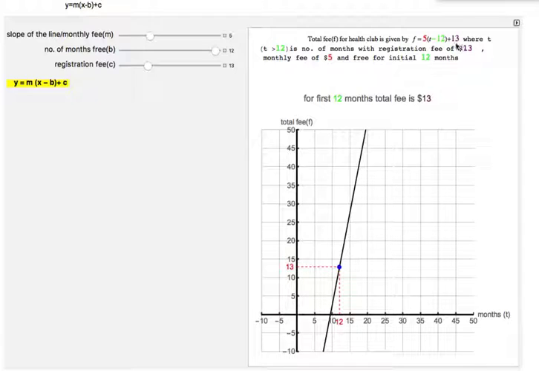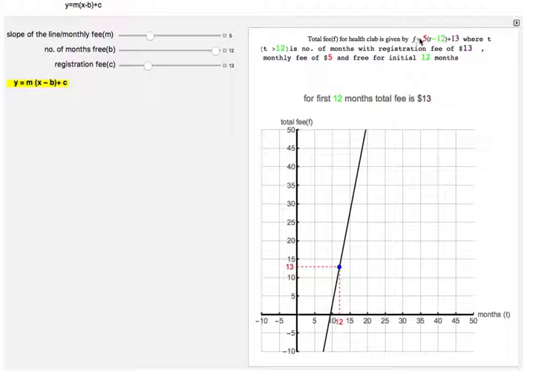In this case, t is the number of months, so long as t is greater than 12, so the number of months past the first year of membership. For the first 12 months, there's no monthly fee. It's just the flat registration fee of $13, and then every month after the 12 months is $5 extra. So that's where we get this function, f equals 5 times the quantity of t minus 12, plus 13.